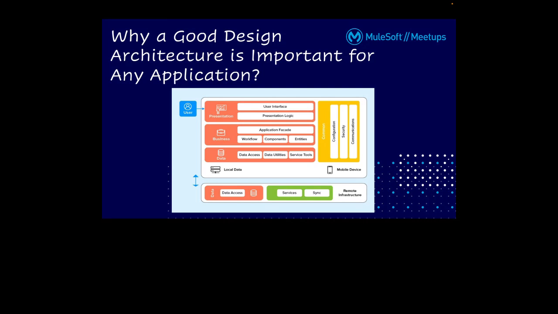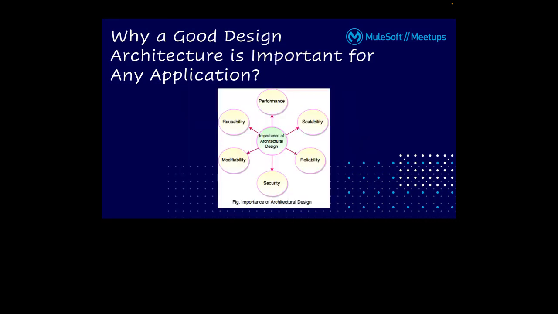Now we have to understand why good design is important, because performance is dependent on backend architecture design. Scalability, reliability, security, modifiability, basically where you can make enhancements, and then again reusability. All those six factors show how important architectural diagrams or designs are.